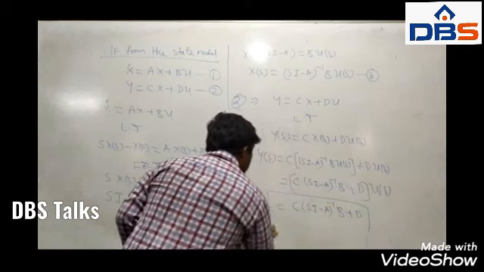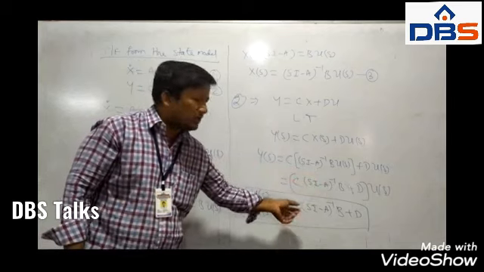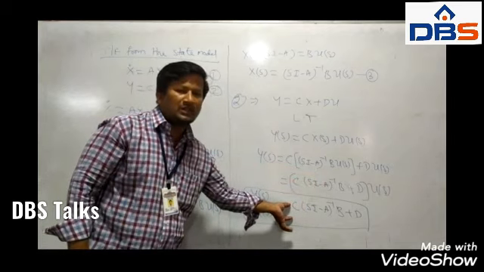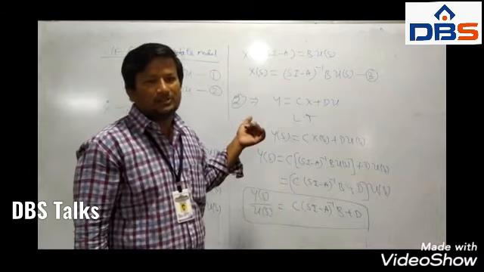So this is the derivation from the state model to the transfer function: C into (sI minus A) inverse B plus D. This formula is most important for 2 marks, and this derivation is also important for 5 marks.